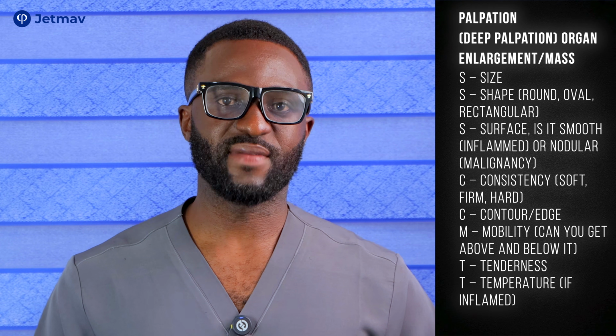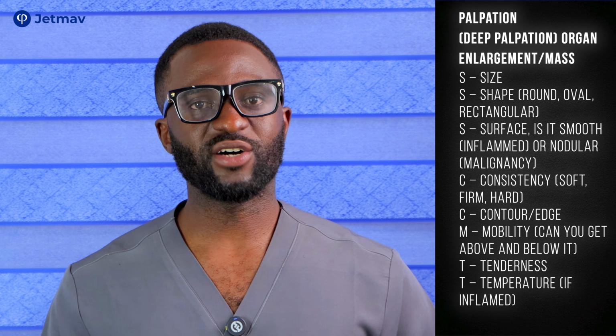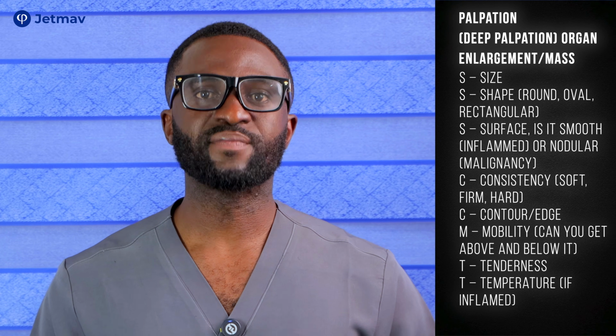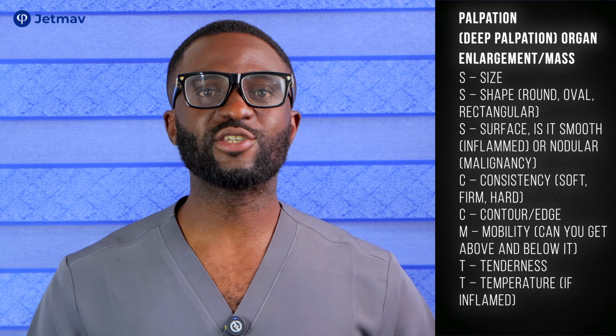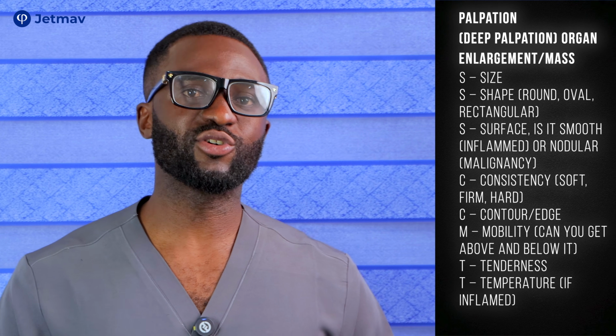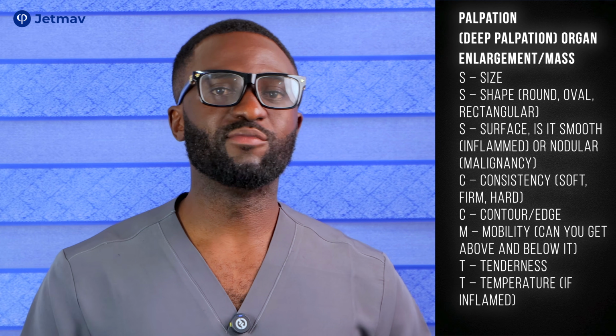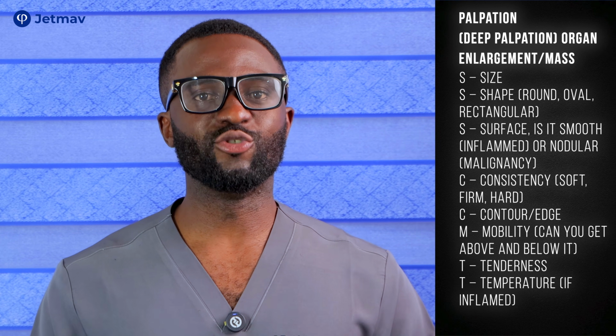When you palpate any abdominal organ or mass, then you should assess for the following. You check for the size. How big is this mass? You check for the shape. Is it rounded? Is it oval? Is it rectangular? Whatever the shape is. Then you also look at the surface. Is the surface smooth? In most inflammatory conditions, the surface of the mass will be smooth. Is it nodular? In most malignancies, we find a nodular mass.